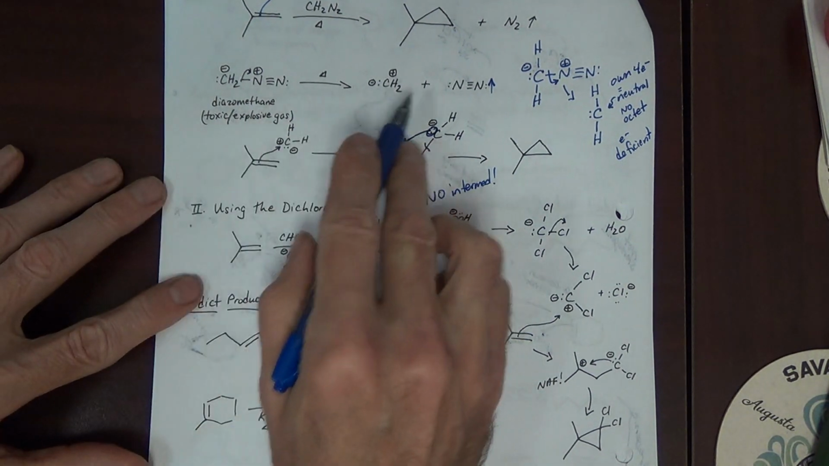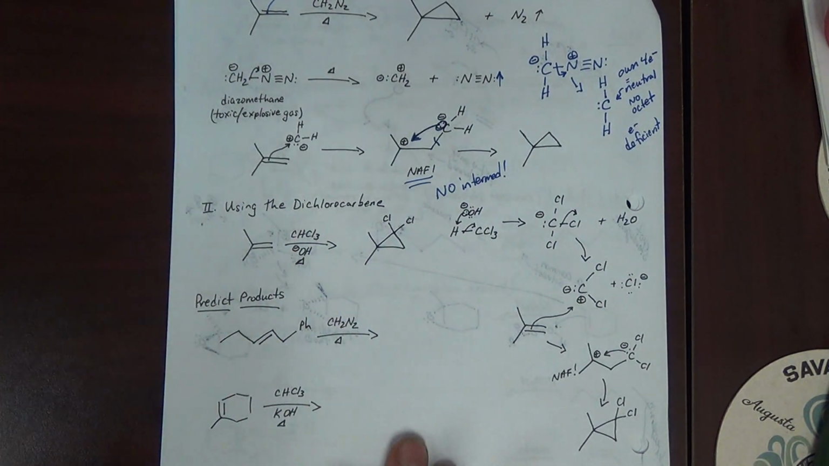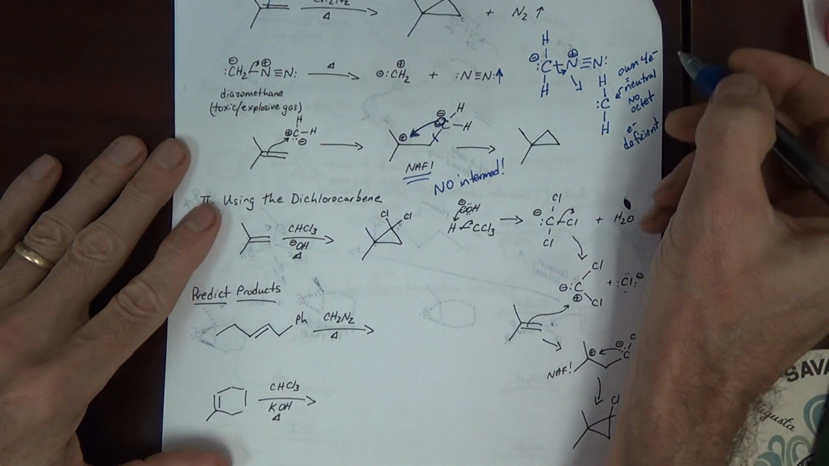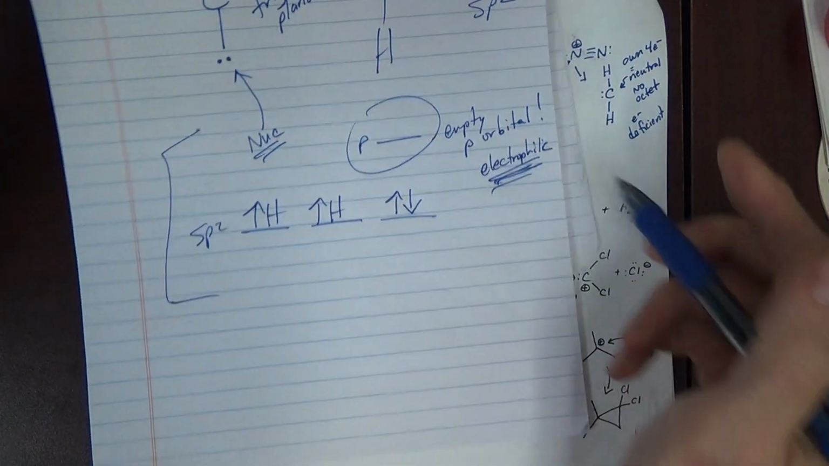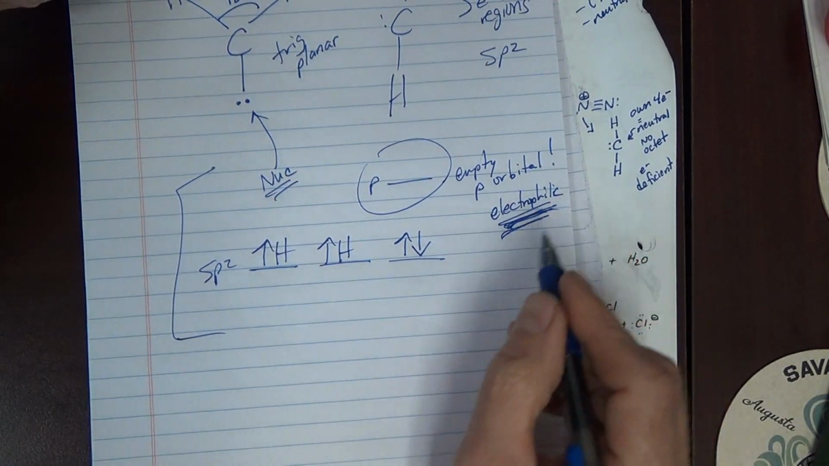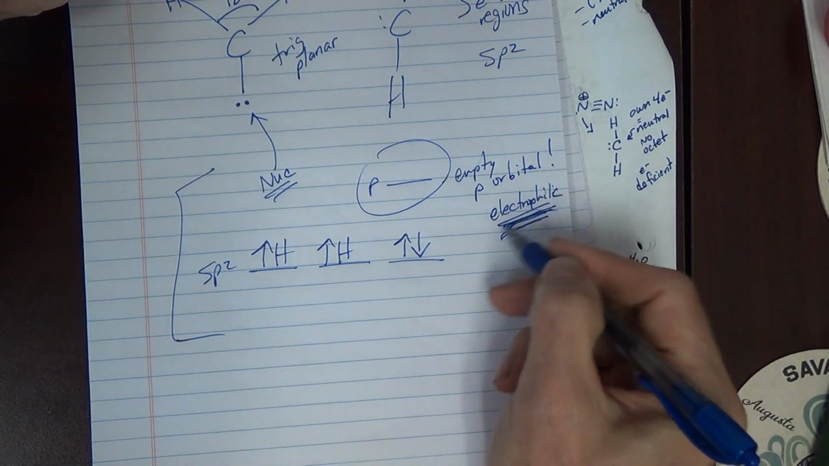So you've got to be very careful using diazomethane. It also tends to be toxic because the carbene is fairly electrophilic. And electrophilic species tend to be toxic because if they get in the body, the nucleophiles in your body will start reacting with them.